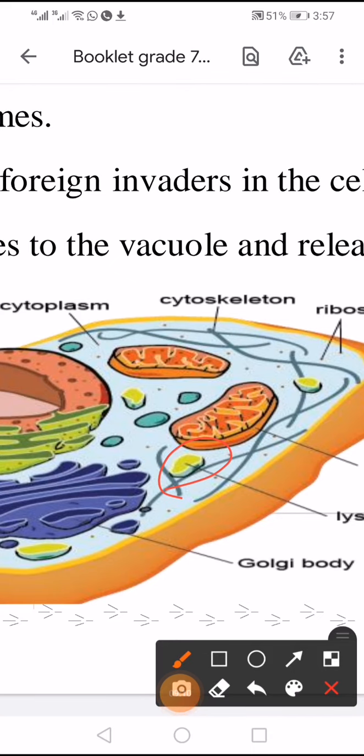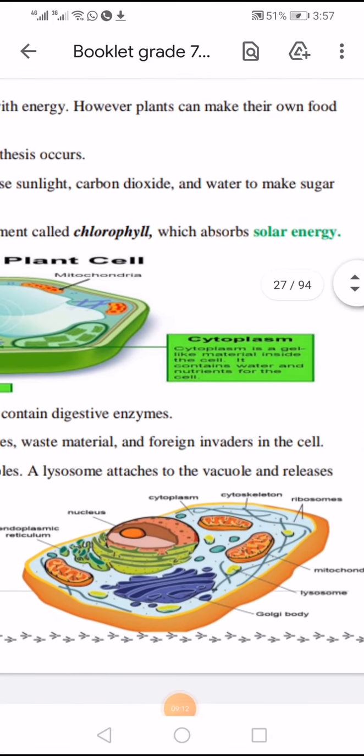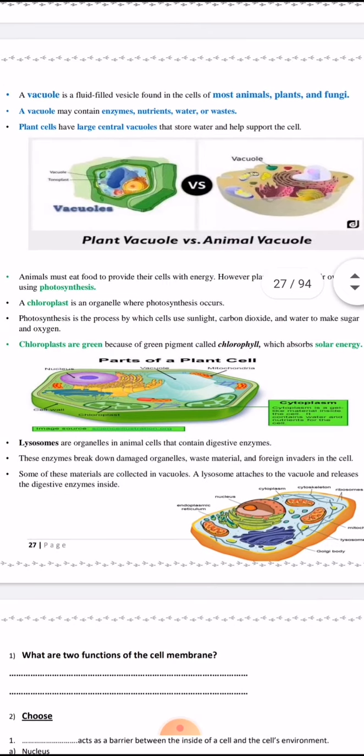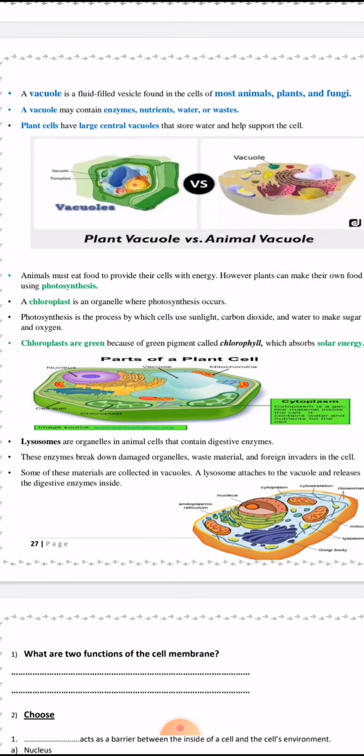That is a lysosome. So lysosome is a very important organelle in animal cell that contains digestive enzyme. The importance of this enzyme is to break down any damaged organelles, waste material, and foreign invaders in the cell.